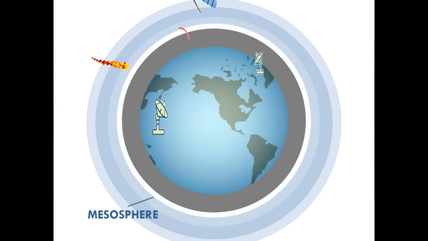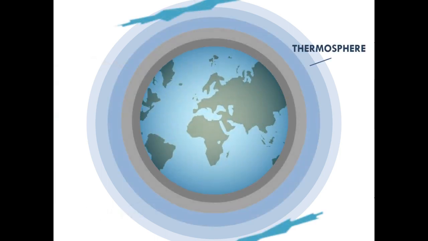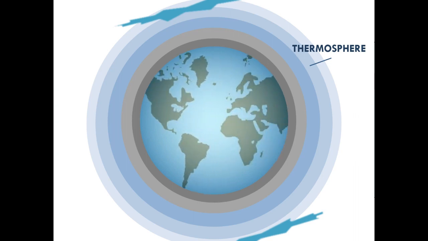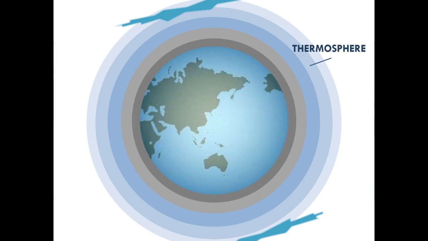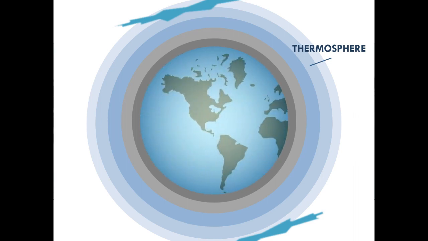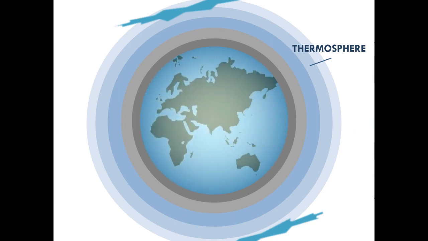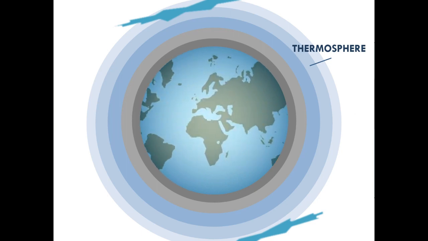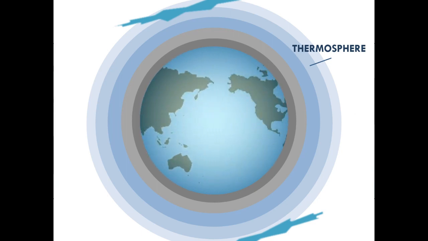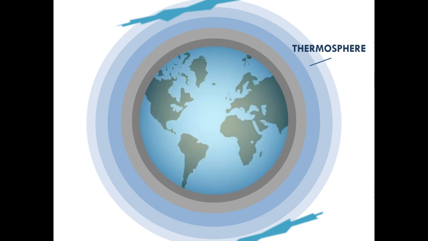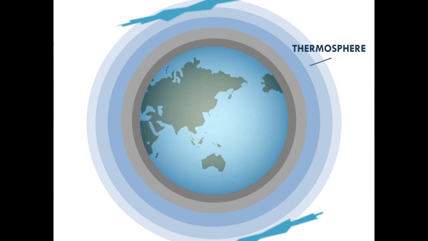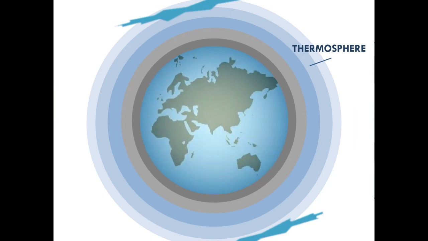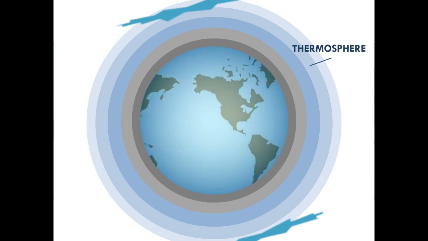So the next is the thermosphere. The thermosphere is where the ionosphere is found. We will discuss the ionosphere later. In this layer, it is both cloud and water vapor free. Also, the aurora borealis and the aurora australis are sometimes seen here. The International Space Station also orbits in the thermosphere.